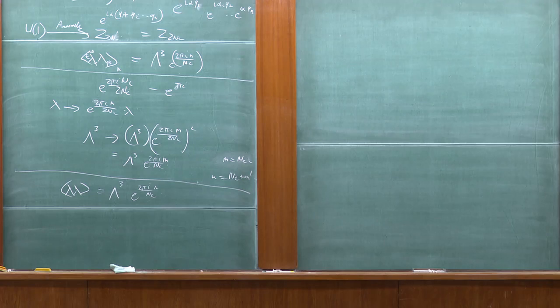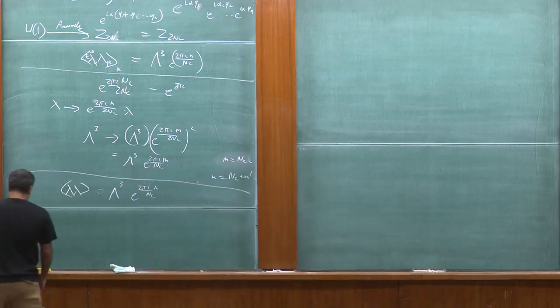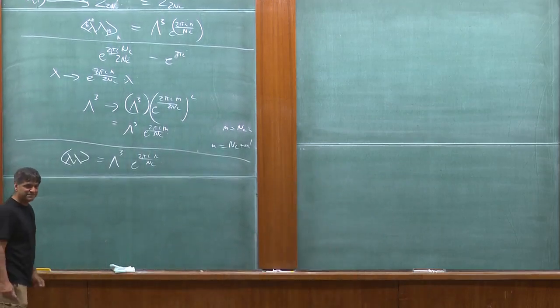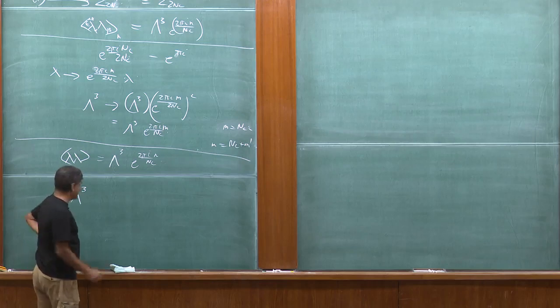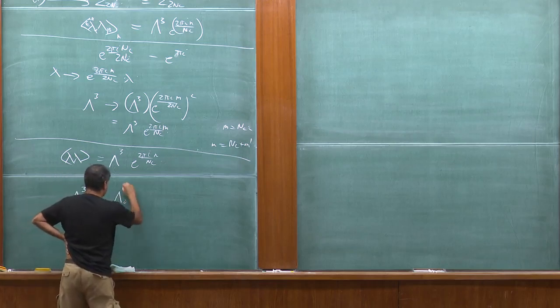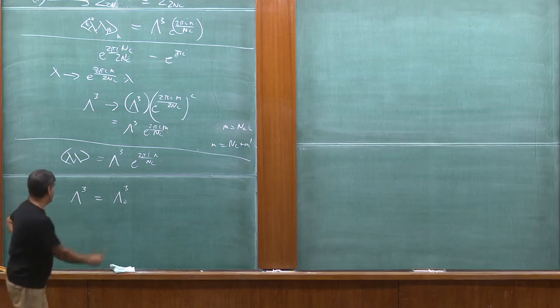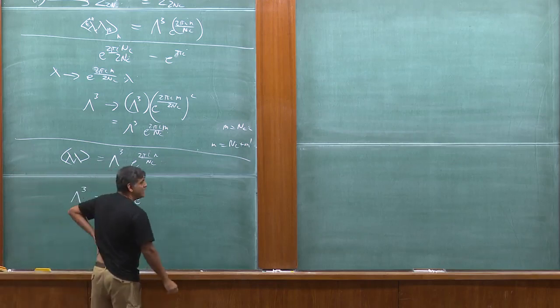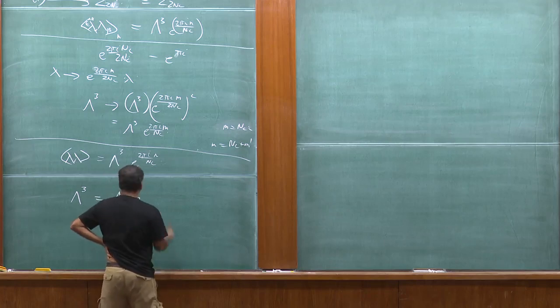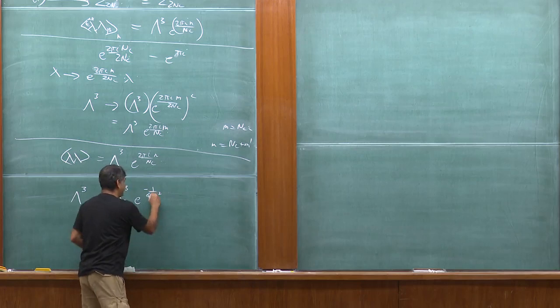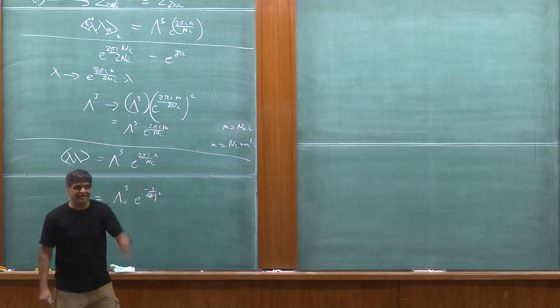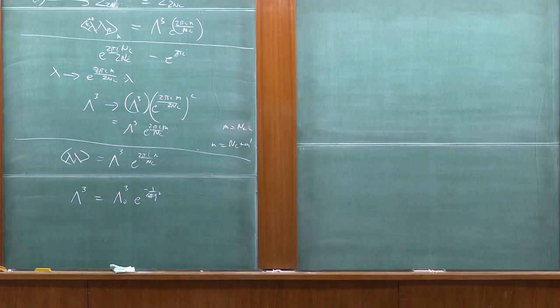This is the kind of exercise we've gone through many times. So we have lambda cubed equal to lambda naught cubed, and now I never get the sign right, but let me try, e to the power minus 1 by, I'm not going to try to get the 2 pi's right also, some 8 pi g squared or something, whatever the standard number is. Now, have I got the sign right?